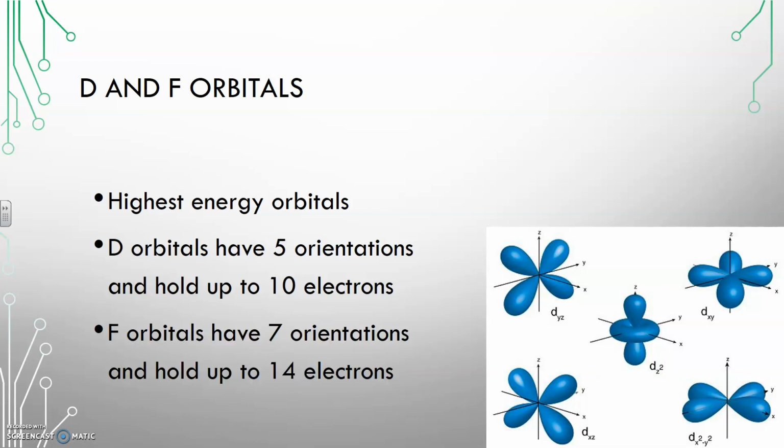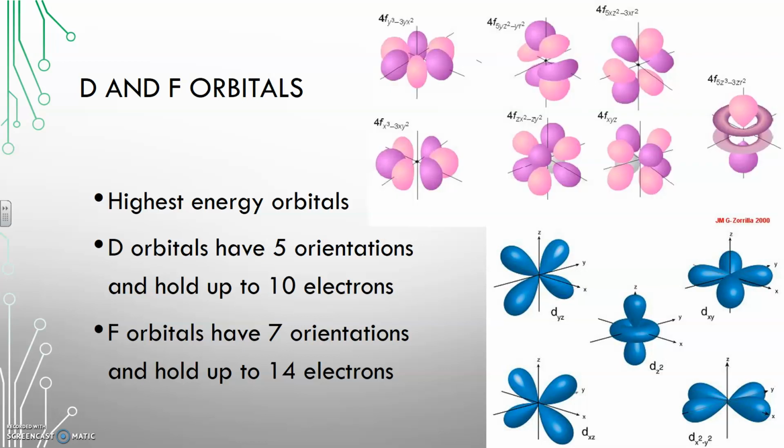F orbitals get even funkier. They have 7 different orientations and can hold up to 14 electrons. So, yeah, that's crazy. Just be aware of the d and the f orbitals and their shapes. You do need to know how many electrons the d orbitals can contain entirely, so all 10 electrons, and how many electrons the f orbitals can contain max, which is 14.